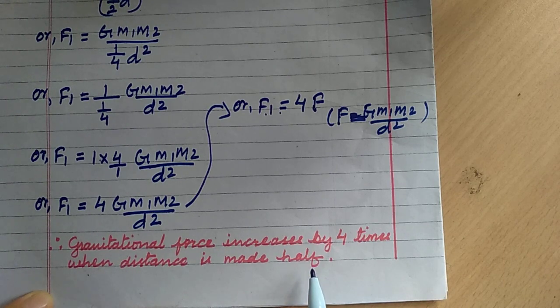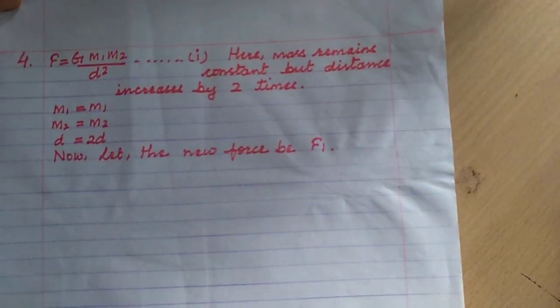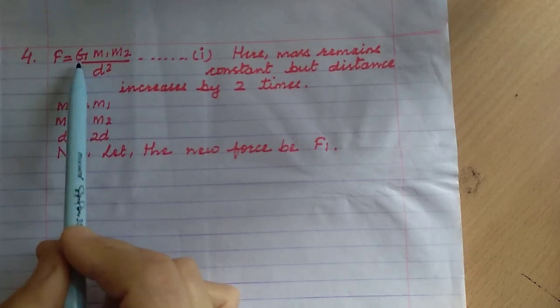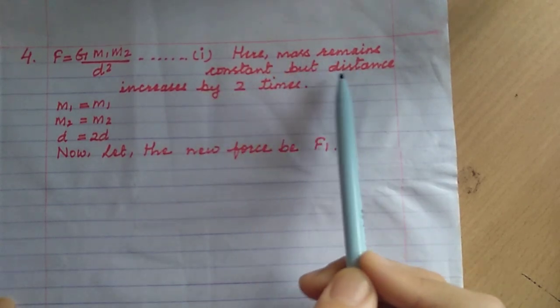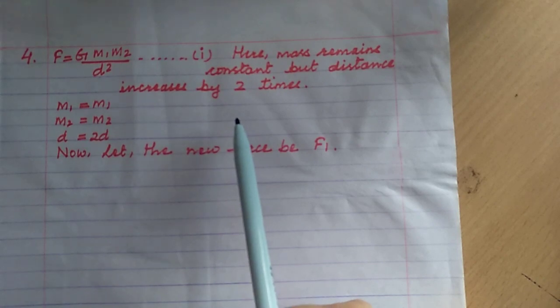This is the answer. You'll get the question this way: what will happen to the gravitational force when mass of both the bodies remains constant but distance between their centers is made half? Decrease by half. So this is the answer. Now we'll see question number 4. This is the formula to represent Newton's universal law of gravitation, F equal to G m1 m2 divided by d square. Let this be equation number 1. Here mass remains constant but distance increases by 2 times.